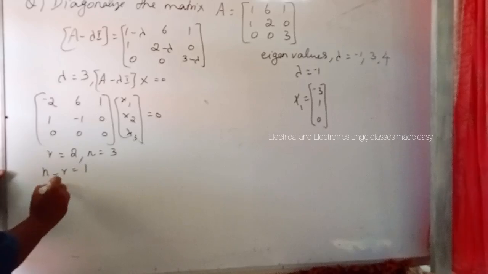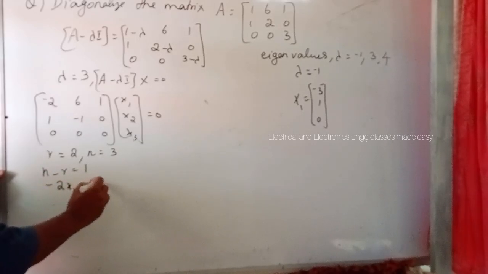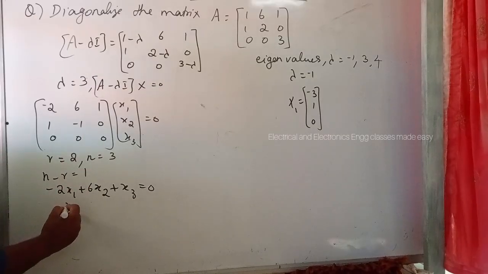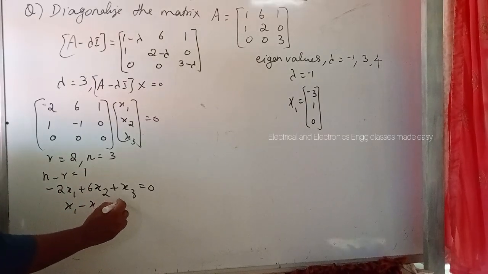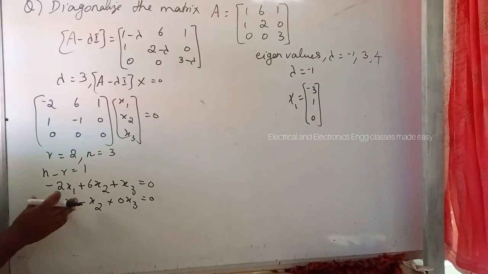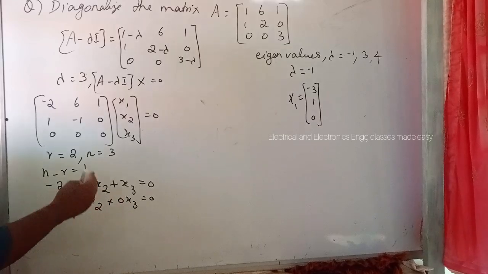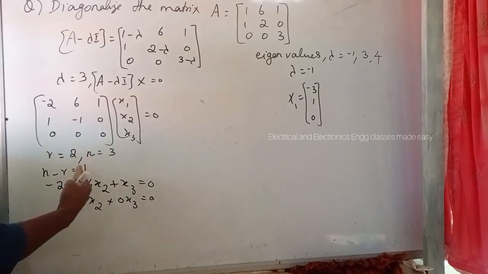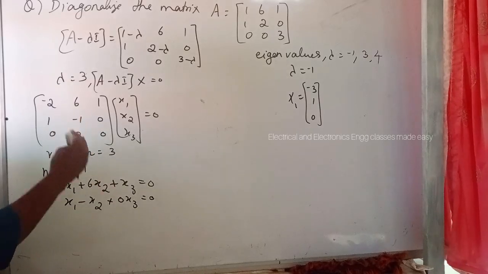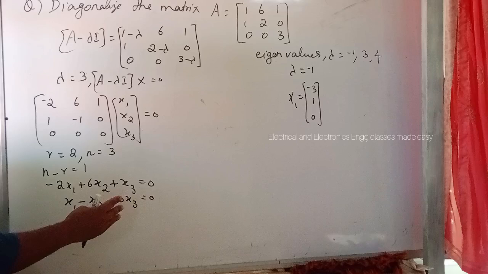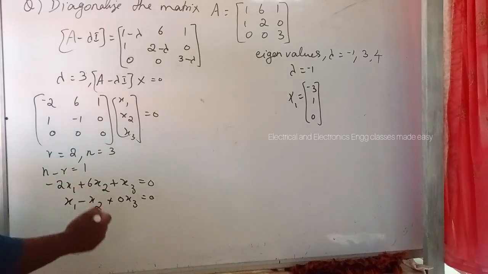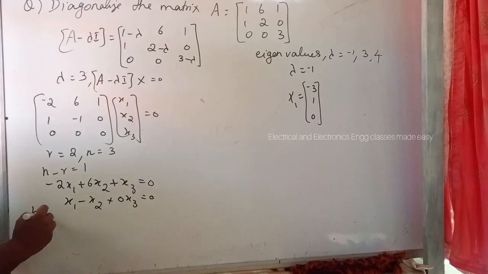So we have to assume a value for n minus r variables, that is 1 variable. From these equations we can write minus 2x1 plus 6x2 plus x3 equal to 0, then x1 minus x2 plus 0 x3 equal to 0. To solve for x1, x2 and x3, either we can go for the Gauss elimination method, that is, assume a value for n minus r variables and then solve for x1, x2 and x3, or we can solve by cross multiplication.